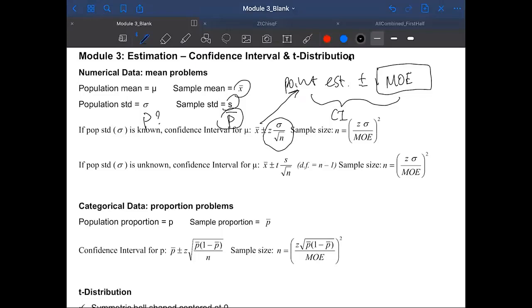Okay, and so I'm going to ask you, what is the Z called from the lecture slides? What is it called? It's a Z something else, right? What is that something else? It starts with the letter M.